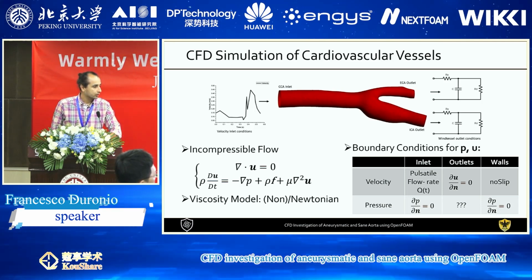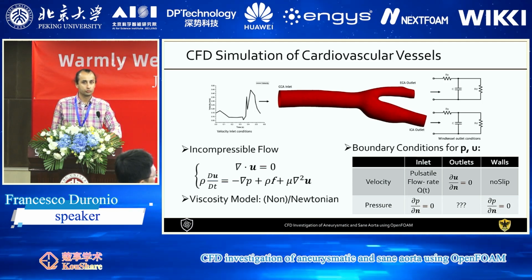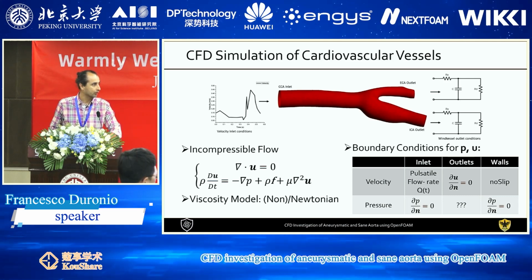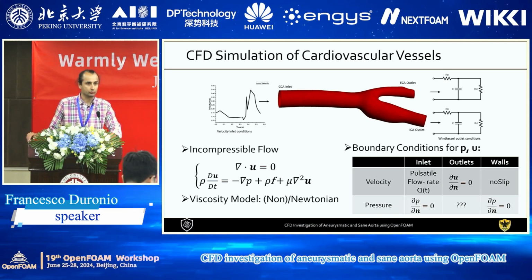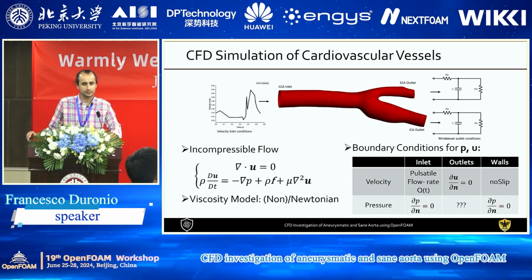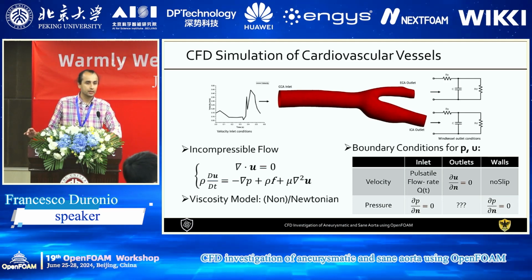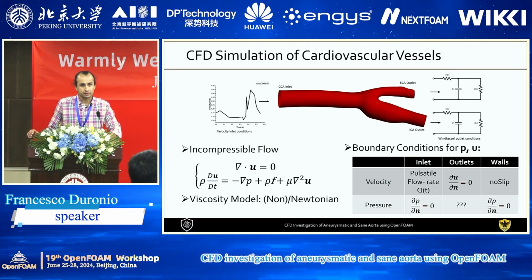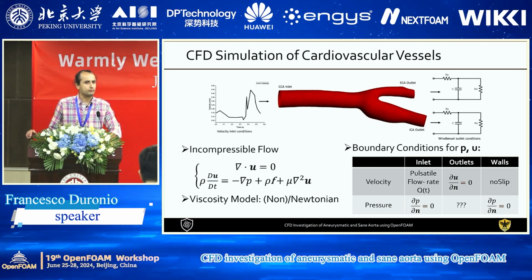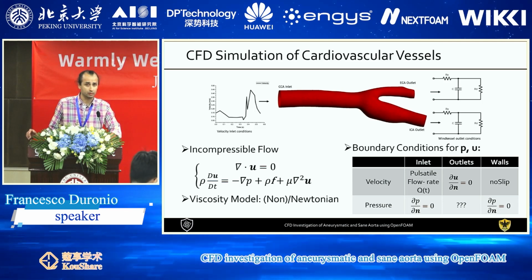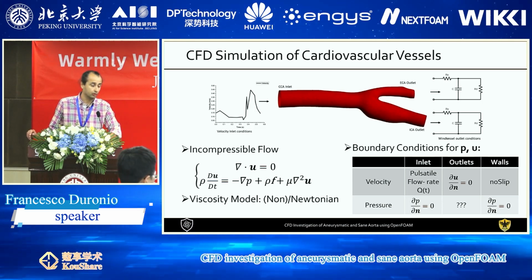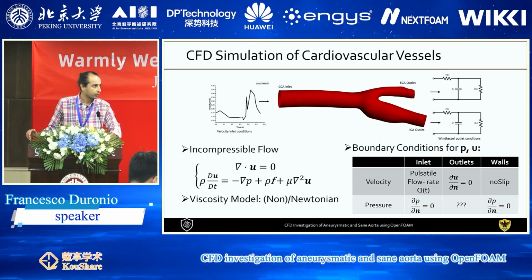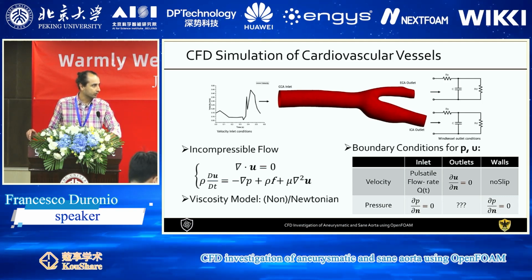A little bit more tricky is choosing the viscosity model. Obviously the blood is not a Newtonian fluid, but in some large vessels like the aorta, we can consider it as a Newtonian fluid, and this simplifies things a lot. This is the case of the aorta, where the velocities and the diameter of the vessel are not so small, and so we can consider blood as a Newtonian fluid.